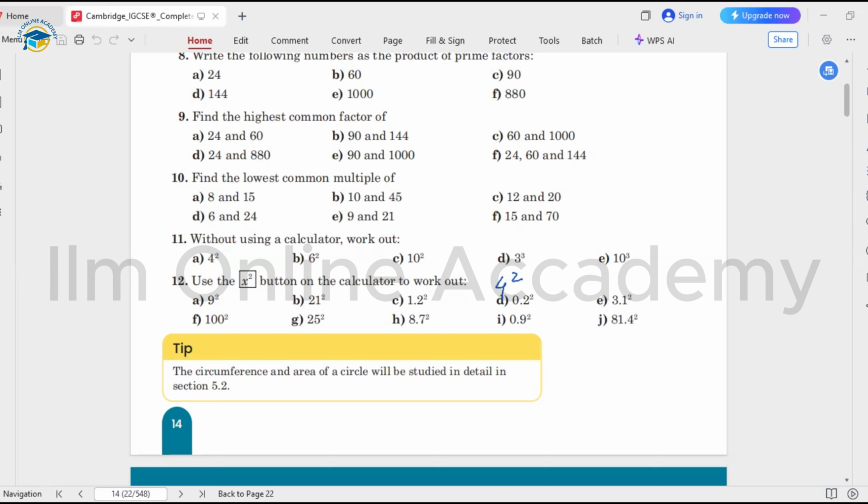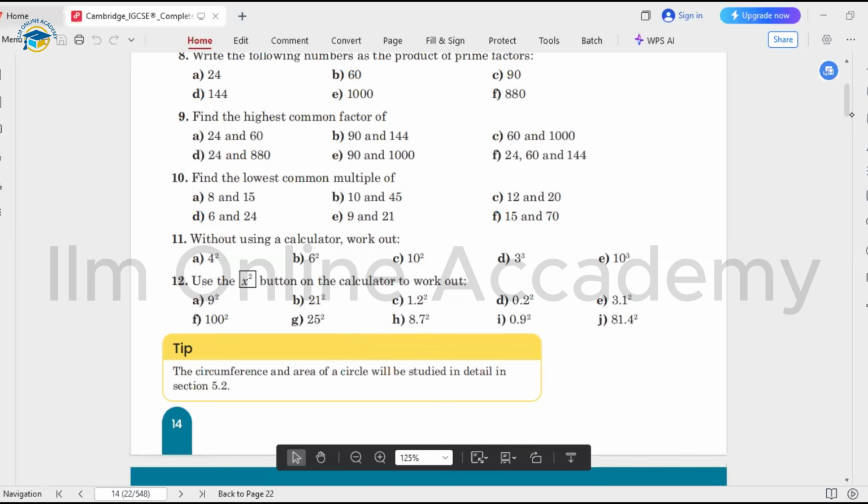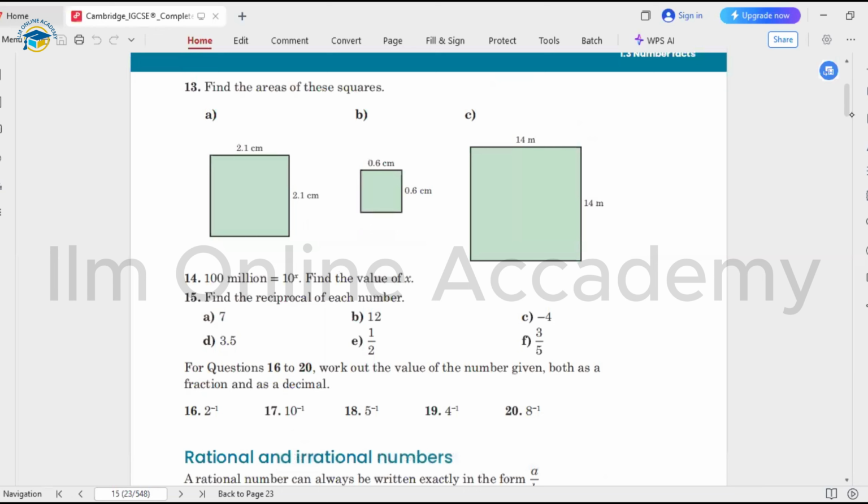Similarly, we can take the squares of some decimal numbers as well. For example, I have 2.5, I need to take the square of 2.5 and here I got the square. So using the scientific calculator, you can find out the squares of the numbers and this way it will be easier as well. So this was question number 12. You need to work on question number 12 completely on the calculator, so we can skip it.